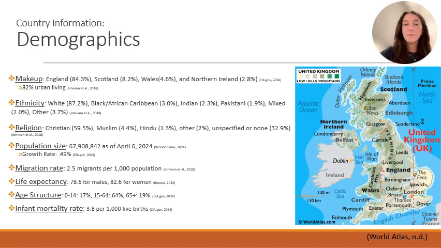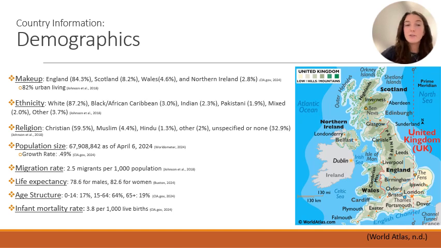The UK's religious composition is diverse, with Christianity being the most largely practiced religion, alongside other religions represented, such as Islam and Hinduism. An approximate population of the UK is 67,908,842, and once again, 85% of that amount is seen in England.